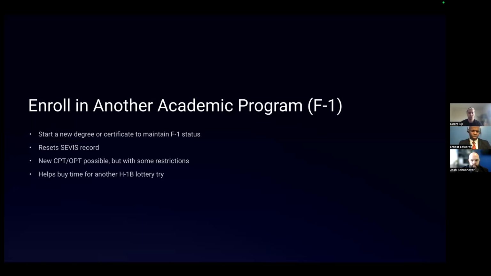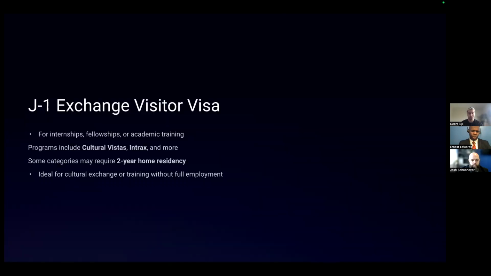So there is the J-1 exchange visitor visa, for internships, fellowships, or academic training. It includes programs like cultural visits, etc. Some programs may require a 2-year home residency, so you might have to stay in your home country for 2 years before you qualify. So this is ideal for cultural exchange or training without full employment.